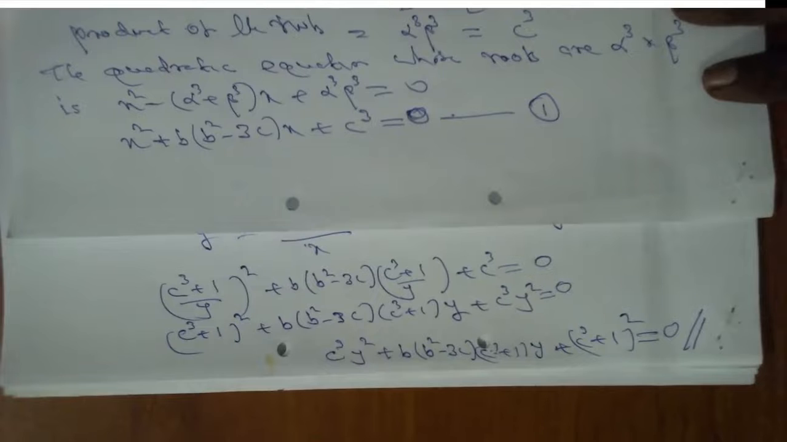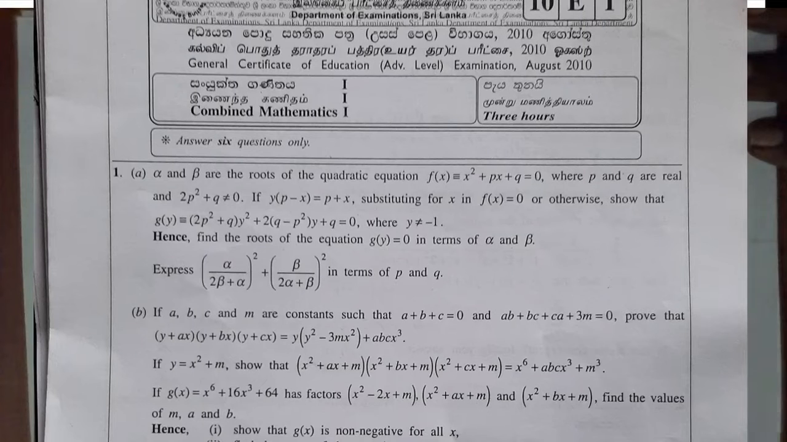You just check the 2010 sum. In this sum, alpha and beta are called roots of x squared plus px plus q equals 0.